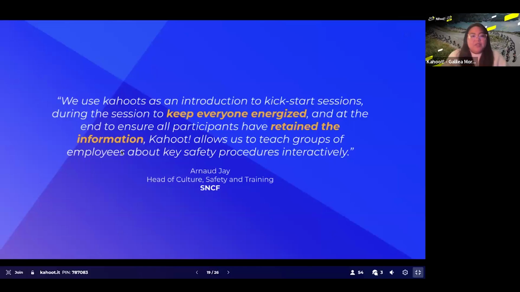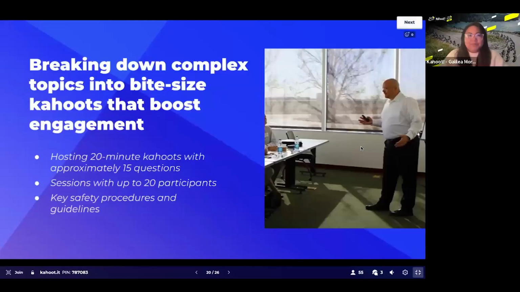He is the head of culture and safety training, so he's very, very committed, and that is a primary objective of his, of making sure that this is an area that they're tackling methodically and strategically in a way that's impactful and provides them the results that they're looking for. And as you see here in the quote, he talks about how he uses Kahoot as an introduction to kickstart sessions and to keep everyone energized during, and then also making sure that people are retaining the information, which is really, really awesome, and how it's impacting their key safety procedures by providing that interactivity.